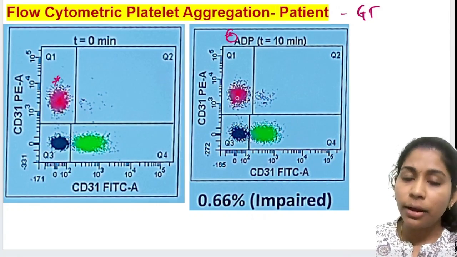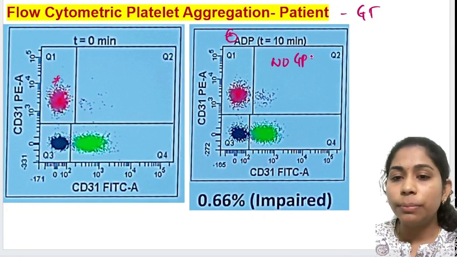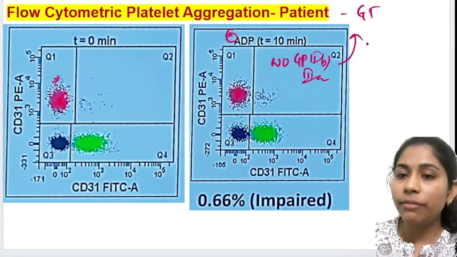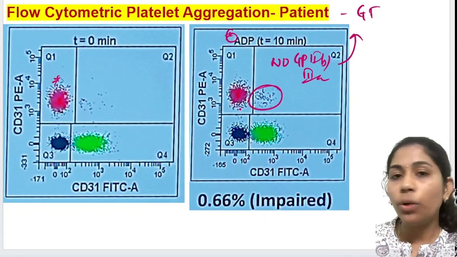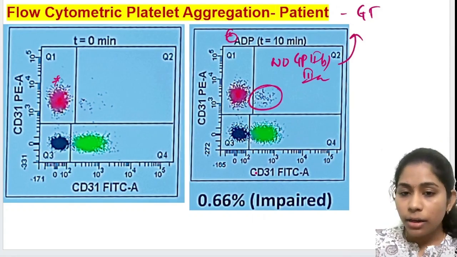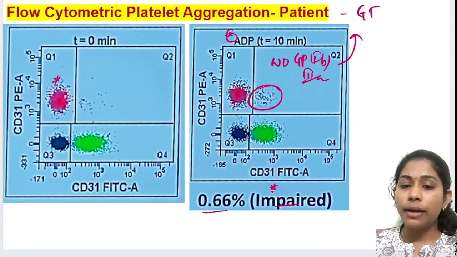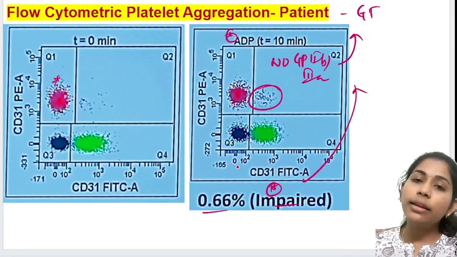So ADP will stimulate the platelets. The platelets are stimulated, but they are not able to aggregate because they don't have the GP2B3A receptor. So there is no receptor because the patient has Glanzmann thrombasthenia. So there is no receptor, no aggregation, no blue colored events, no double colored events, no double populations. Can you see here, around 0.6% only are double colored events, very few. Everything is impaired, the aggregation is impaired. That's why the patient has Glanzmann thrombasthenia. Clear? Understood?